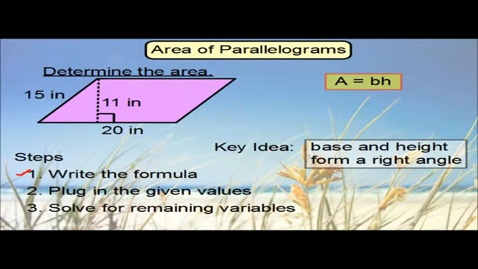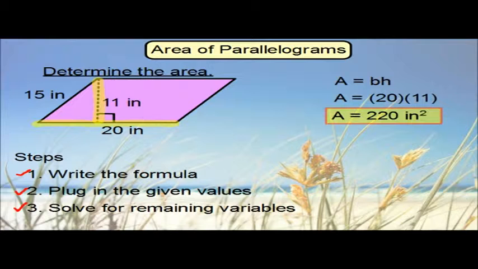You should note, and this is a key idea, that the base and the height always form a right angle. So if you're seeing the right angle right here, you'll notice that that right angle is formed by this segment and this segment. So those are the two measurements you use. You'll notice that we still have a, so that's the variable we're going to solve for. Just do your multiplication here, and then you get your solution. And that's all there is to it.